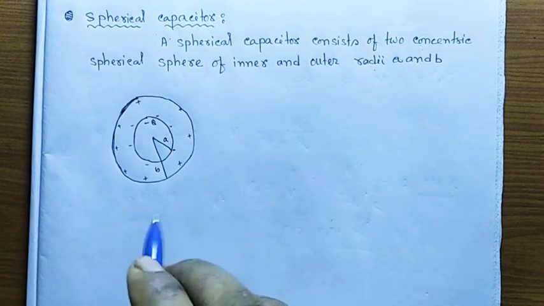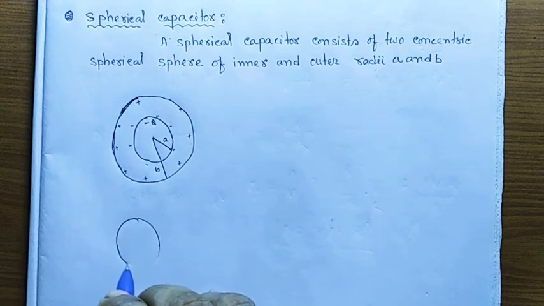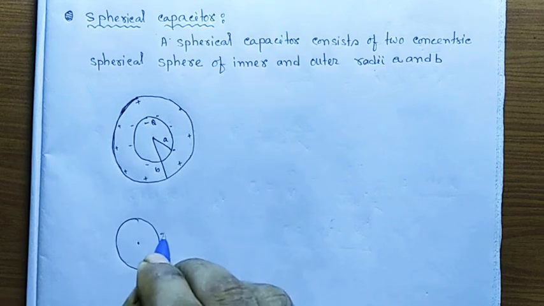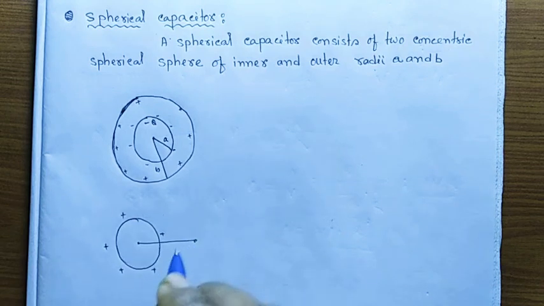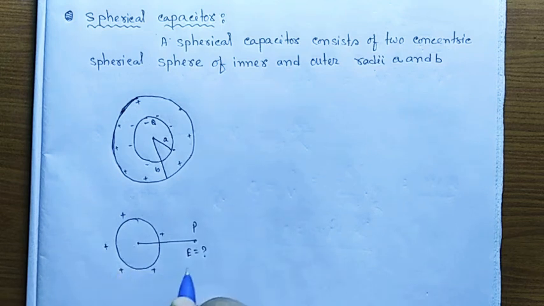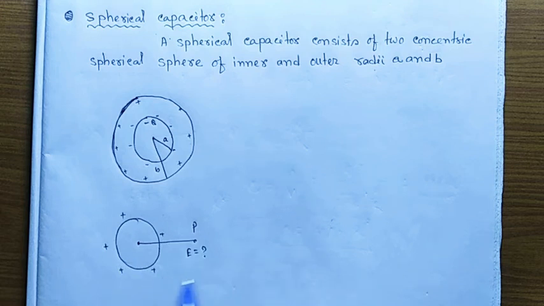and we know that if a sphere is charged, and if we calculate electric field at point P, then we consider that all the charge which is distributed over the sphere is concentrated at the center of the sphere. Then E, the expression of the E is 1 by 4 pi epsilon naught Q by R square.